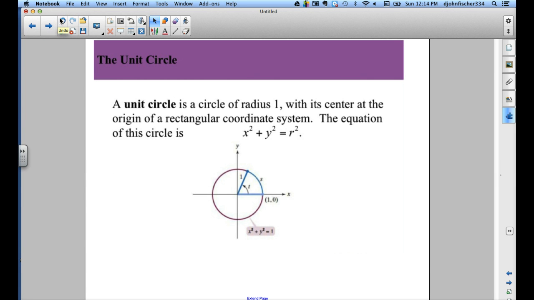A unit circle is a circle with radius 1, with its center at the origin of the rectangular coordinate system. The equation of the circle is x squared plus y squared equals r squared, which on here would be x squared plus y squared equals 1, because the radius is 1. So this is a unit circle. The radius is always 1. If I drew a triangle in any of these parts, a squared plus b squared is going to equal 1.